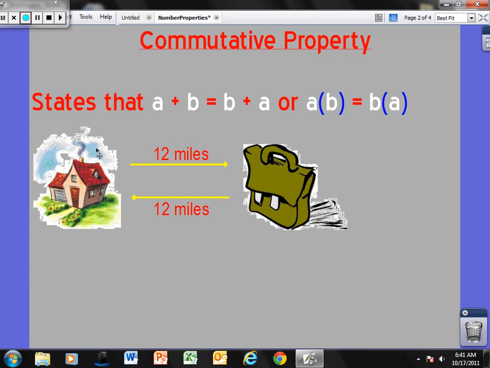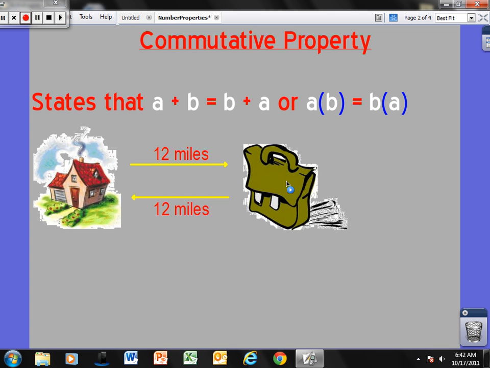Again, when I think of commutative property, I think of the word commute, which means to travel from one place to the other. Well, in this little illustration here, I have my house, and this bag signifies work since I carry a bag to work every day. And when I travel back and forth from home to work, I take the same route. It takes me 12 miles. Now, heading back from work to home, I take the exact same roads, the exact same turns, and it also is 12 miles.